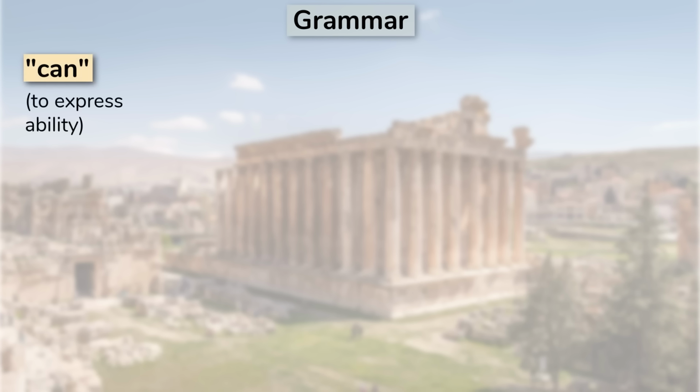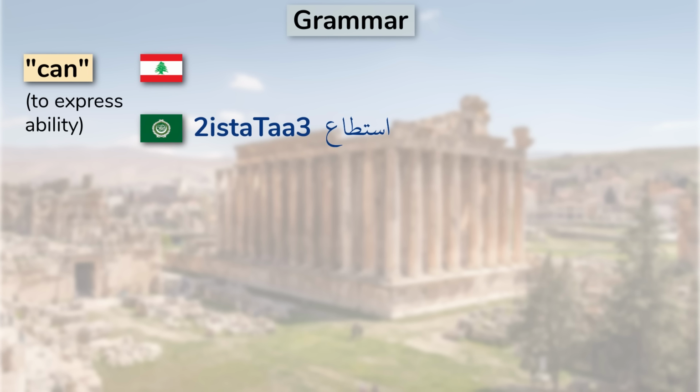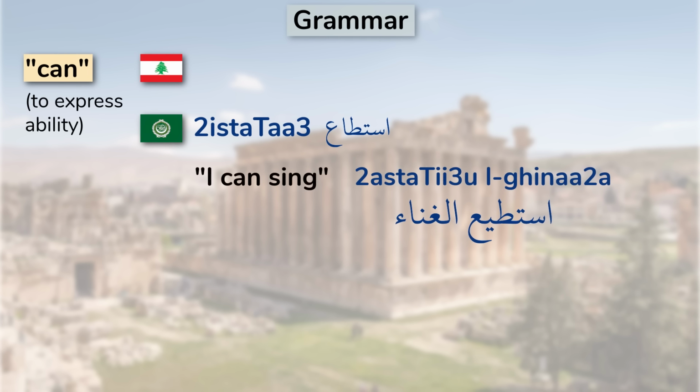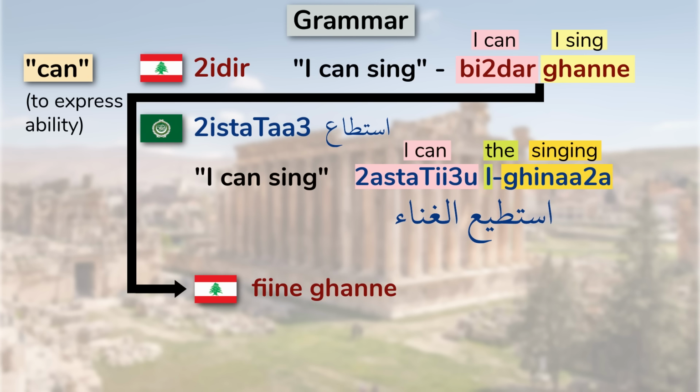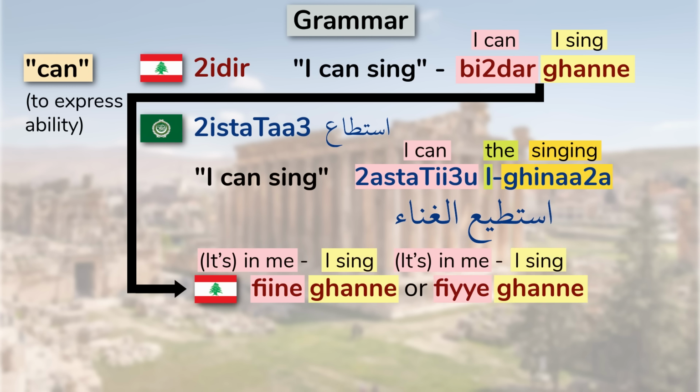To express ability in MSA, the verb استطاع is used. So to say I can sing, it's أستطيع الغناء. I can the singing. In Lebanese dialect, the verb قدر is used. So I can sing is بقدر غني. I can, I sing. But in Lebanese, there's also the other way to express ability that we saw before. فيني غني, or فيي غني. It's in me, I sing.